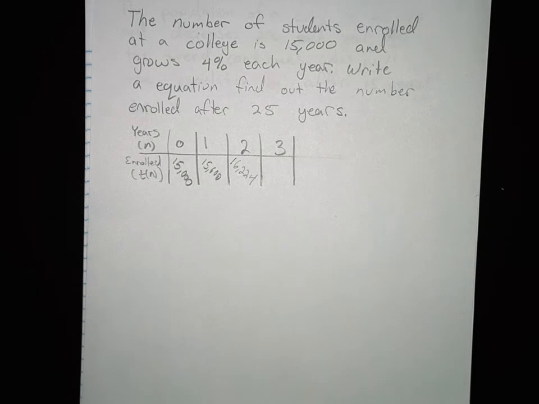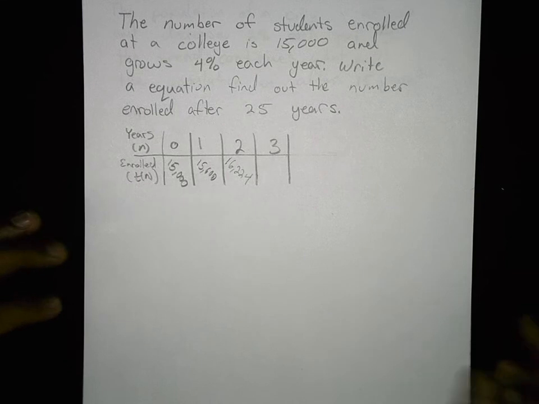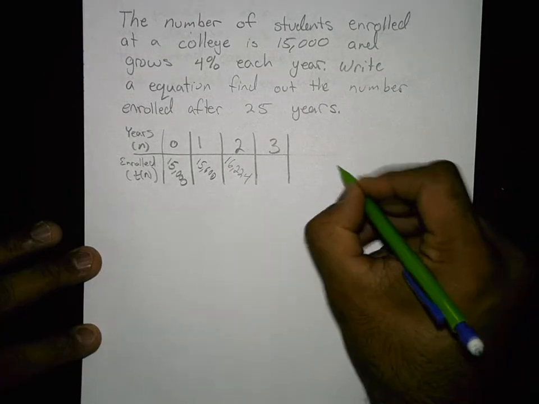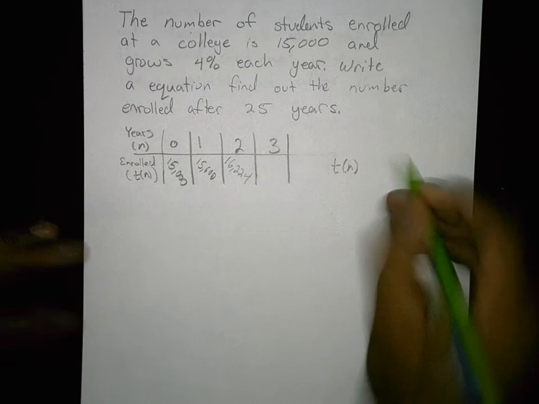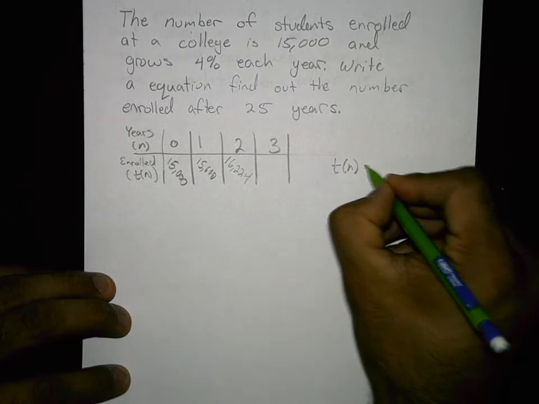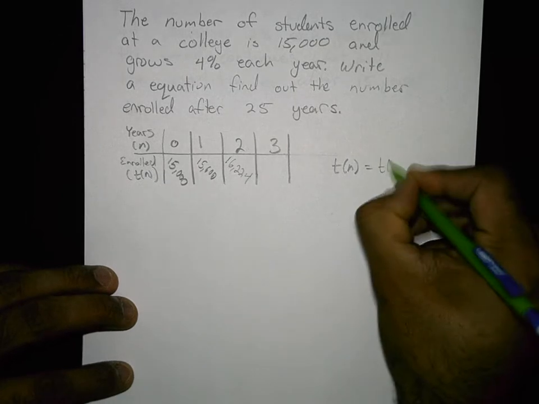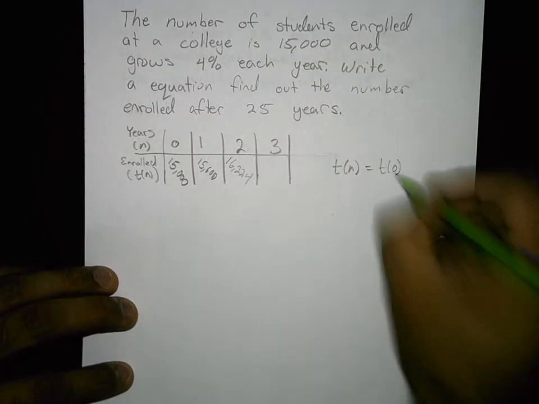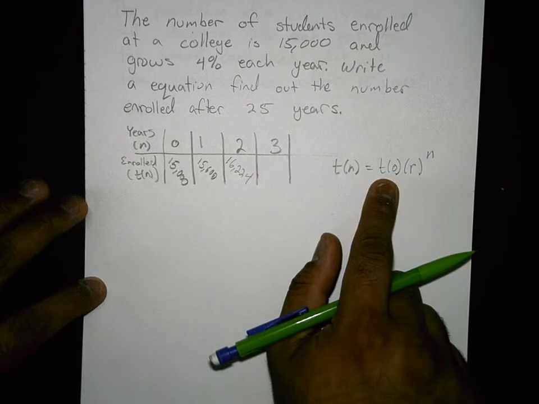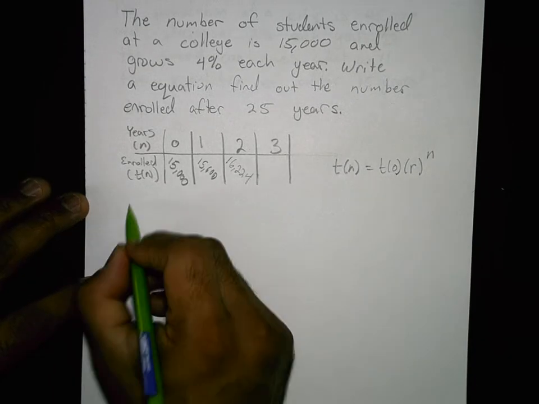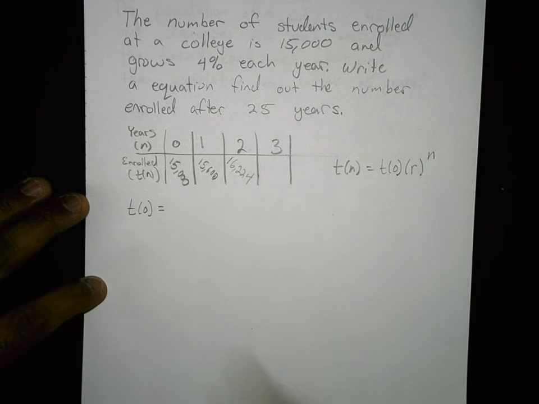So now what we're going to go ahead and do is, let's make our equation. So this is an exponential equation. We'll use T of n or f of x, whatever you want to say, but it's going to be the 0 term, times the common ratio to the n. The 0 term is what we start with, so we know that. So T of 0 is 15,000.